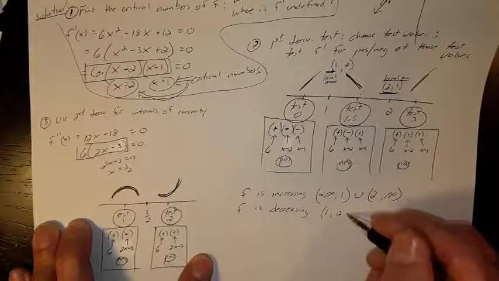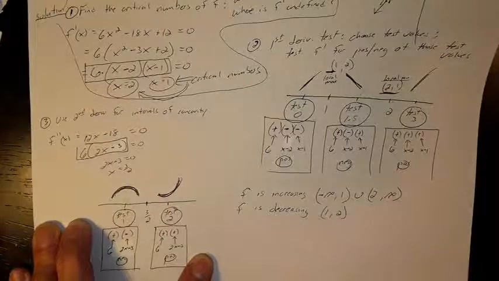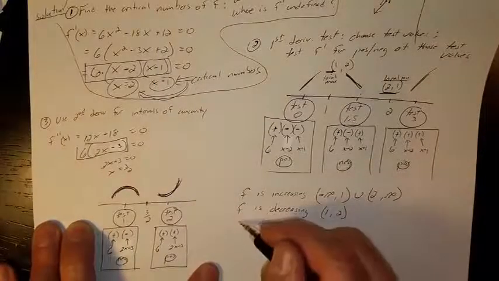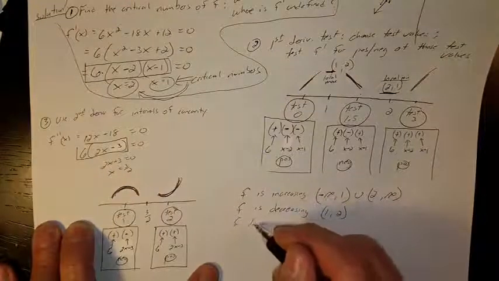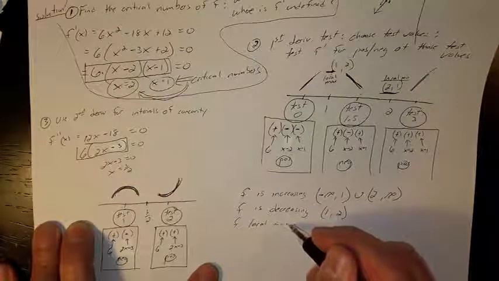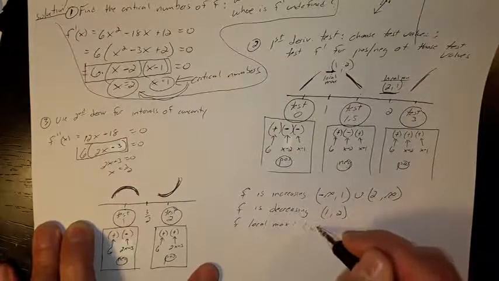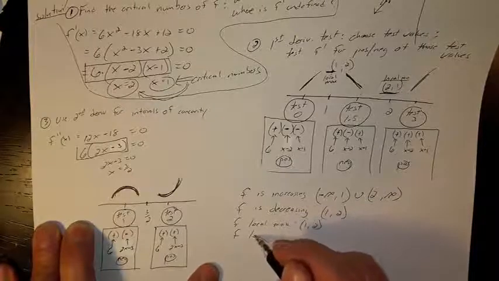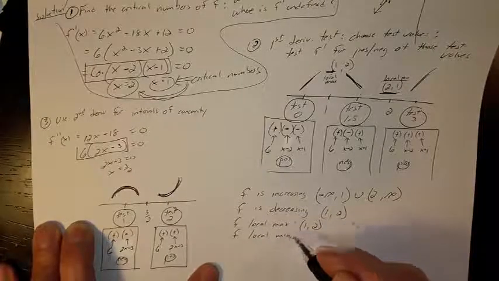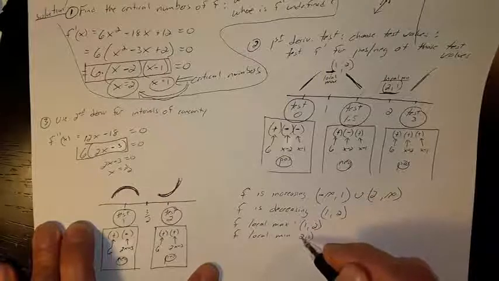Not including the 1, not including the 2, because it's not actually increasing or decreasing at those values. It's just decreasing between them. Now, F has a local max at 1, 2. F has a local min at 2, 1.